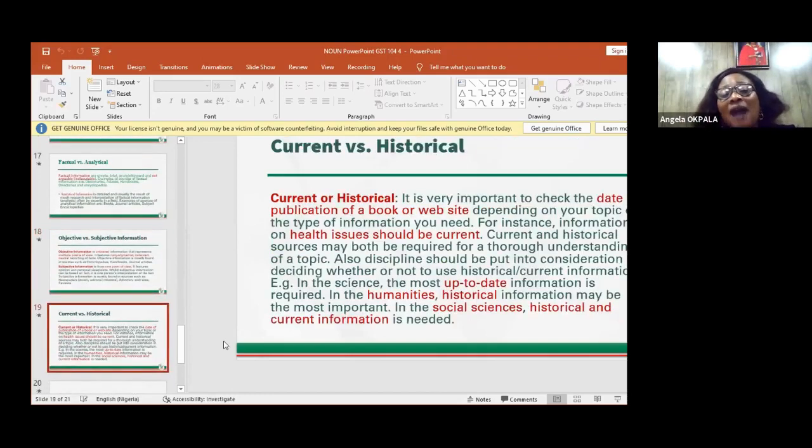And then you also have current or historical information. You know what current, up-to-date information is. Historical information, you know when you need historical information. You should know some historical information are not current. They are just history. You have no option. You just have to accept them the way they are.